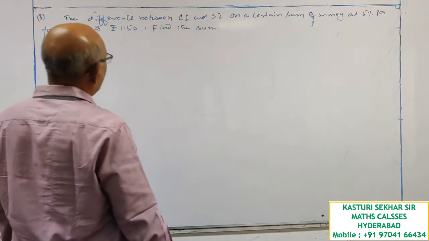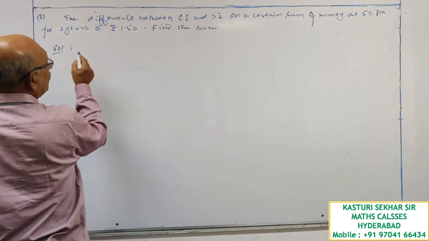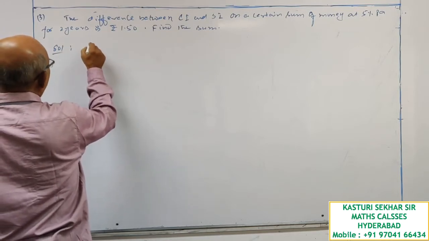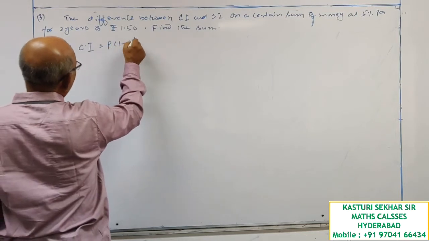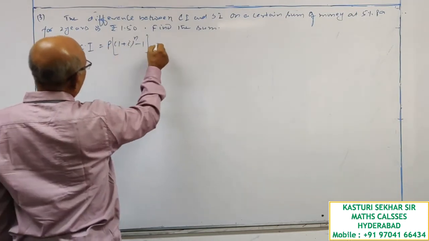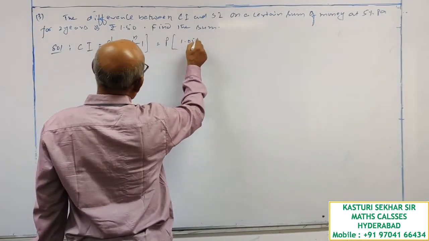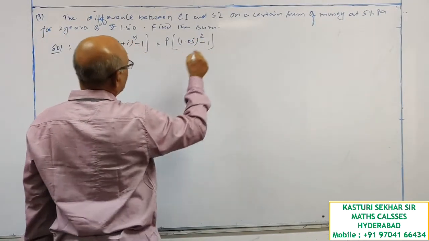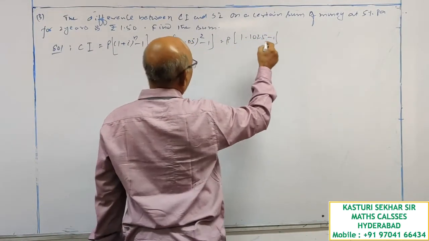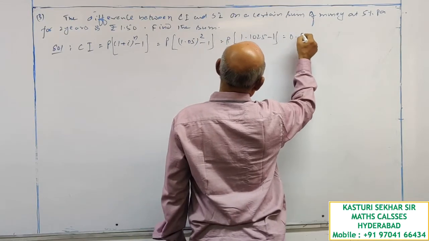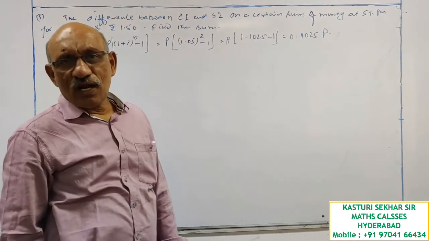Okay. Principal is not given, no problem. See the question that we have to calculate. Compound interest is equal to principal into (1 plus i) whole power n minus 1. You keep principal as it is, P. 1.05 whole square minus 1, that is 1.1025 minus 1, 0.1025 into P. That is the compound interest.